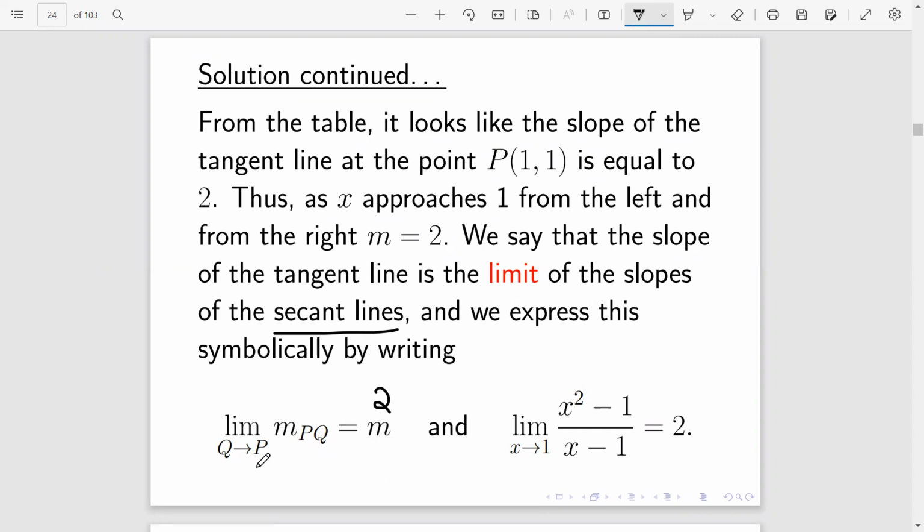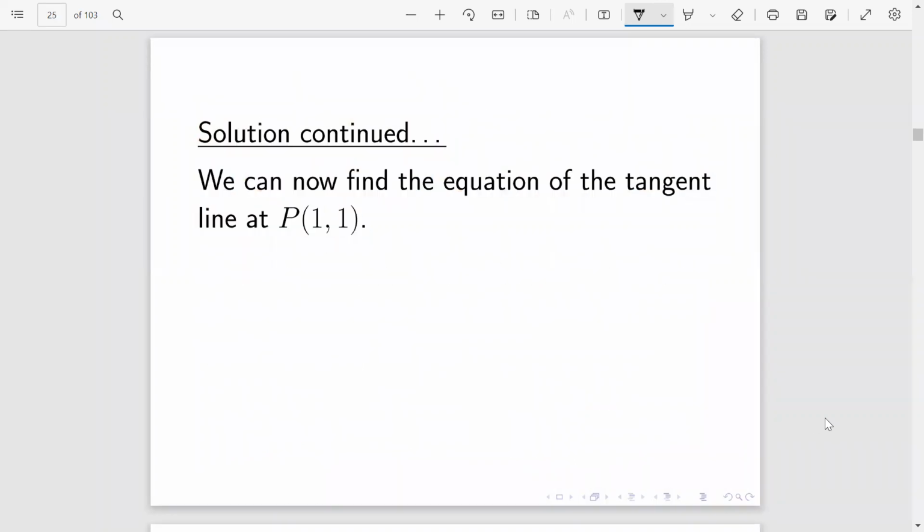But now if you don't want to talk about P and Q, we can talk about the function itself. We can say that the limit as x approaches 1 of (x squared minus 1) over (x minus 1) is equal to 2. So it means that the gradient of the function as x approaches 1, the gradient of the tangent line, is approaching 2. I hope that makes sense.